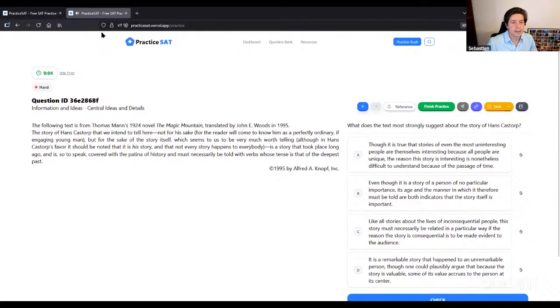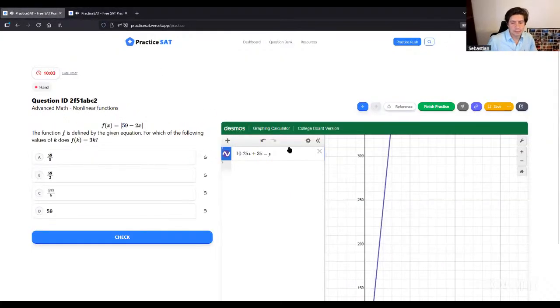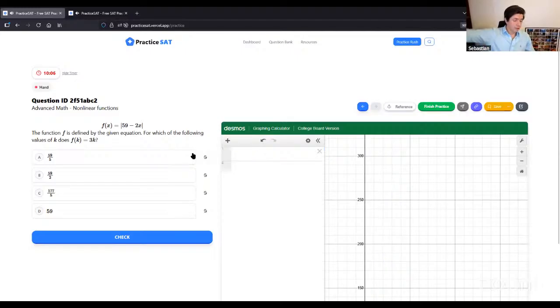All right, so we'll go back to this in a minute, but we're going to work on some math now. If you want me to go over one topic more than the other, let me know, and I'll try to accommodate that. So the function f is defined by the given equation. For which of the following values of k does f of x equal 3k? So when does k equal 3k? And we have these values here. Honestly, what I would do is plug in. I would start by plugging in 59.